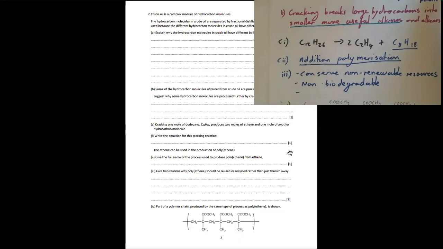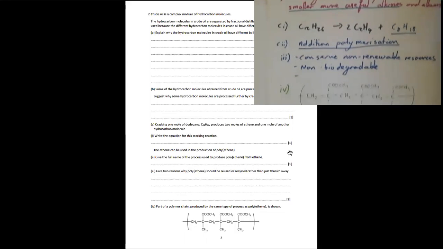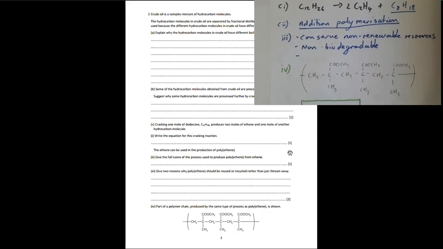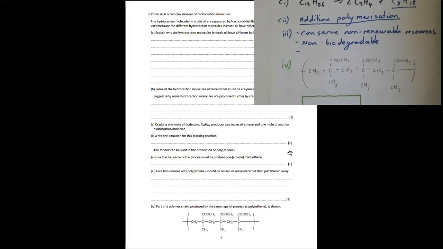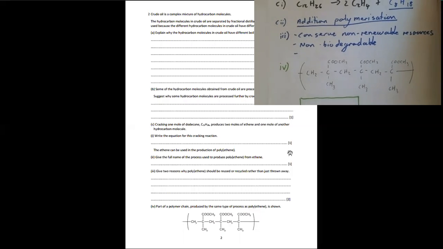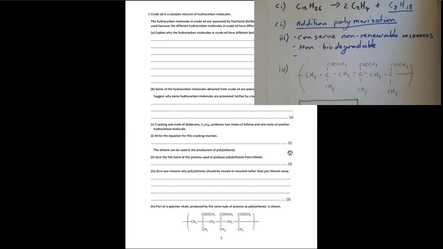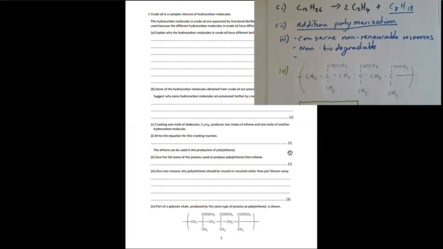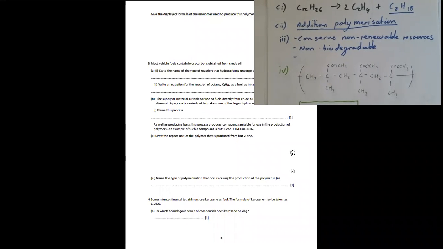Okay. Let's look at my IV. And they say a part of a polymer chain produced by the same type of process as polyethylene is shown. All right, so here's an addition polymer, and it shows me a CH2, C, CH3, C, OOCH3 in there. And from this, now they want me to do what? They want me to give the displayed formula of a monomer. So what's the monomer? I can see this is my repeat unit.